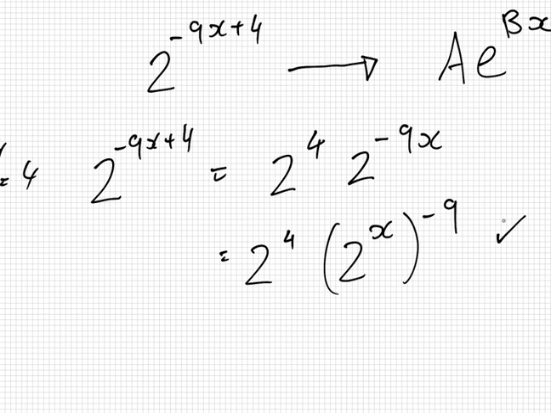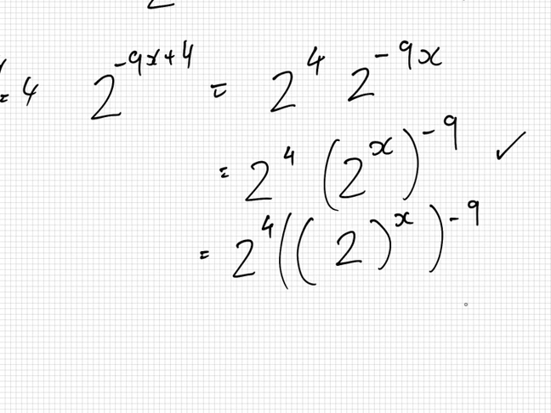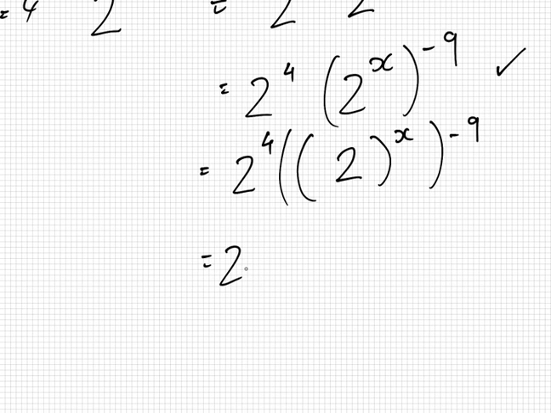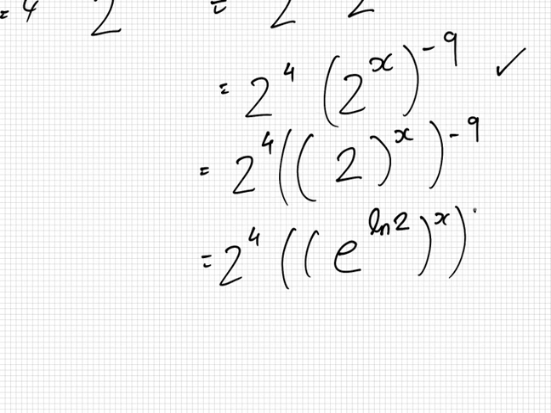What would be the easiest way to do this for you? What I'll do is I'll change this 2 power 4 to power x power minus 9. I hope there's not too many brackets. I've split it again. And the 2 here, I can change that into e power log 2 times x minus 9.